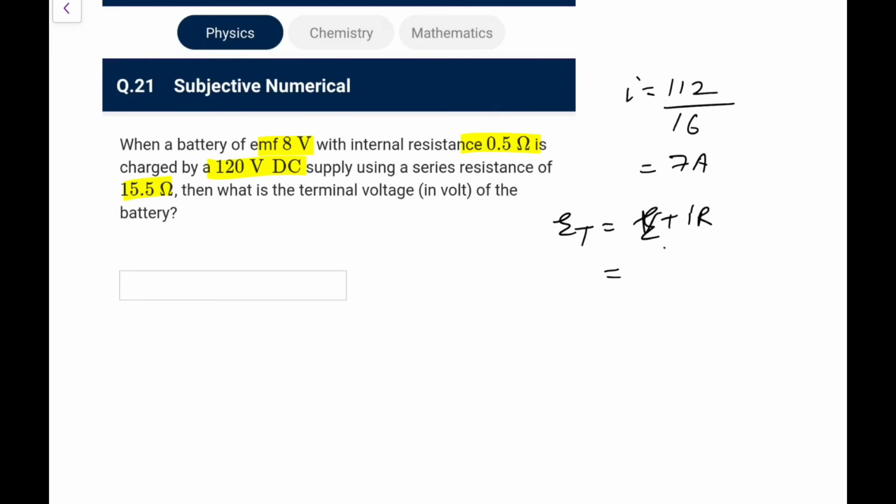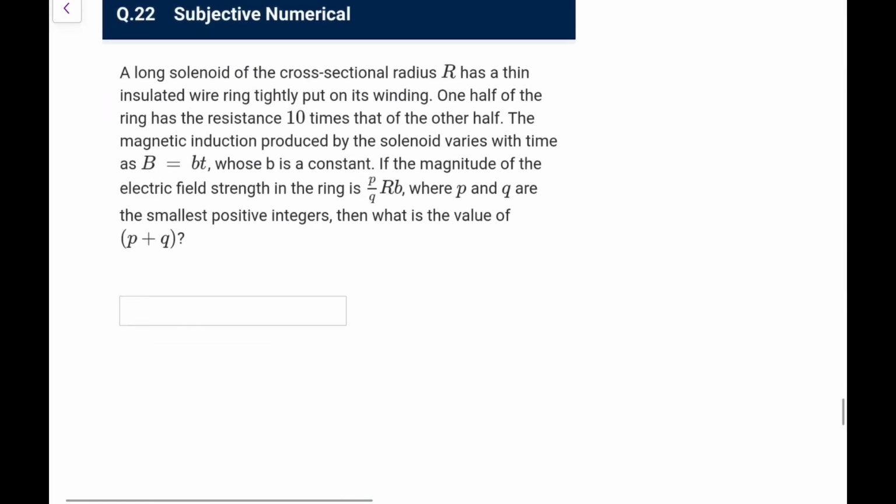So it would be E plus IR, V terminal, not E terminal. We write it as V terminal. E is 8 plus 0.5 into 7, that is 11.5 volt. I think this was asked before also as an objective one.